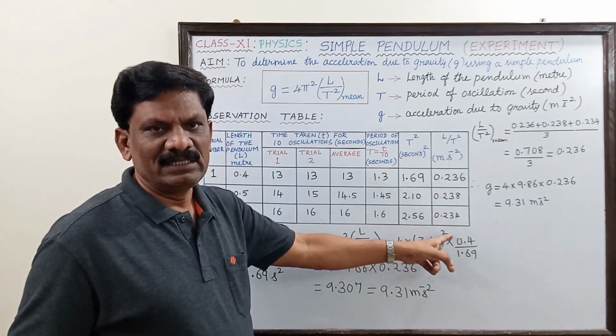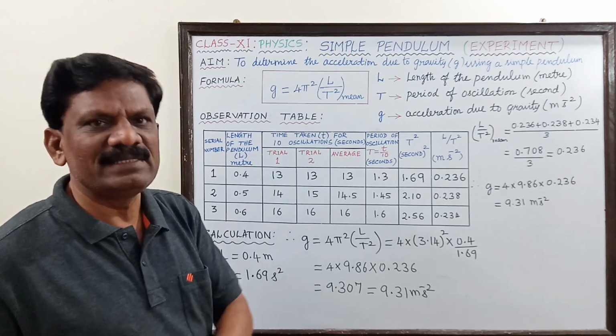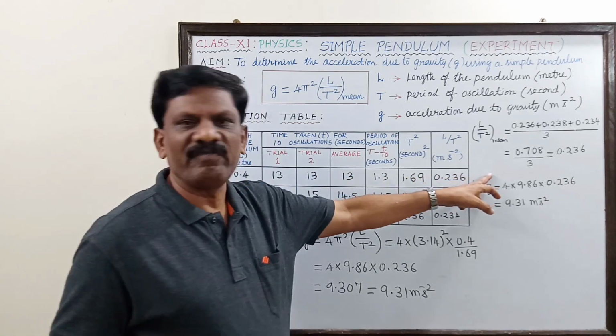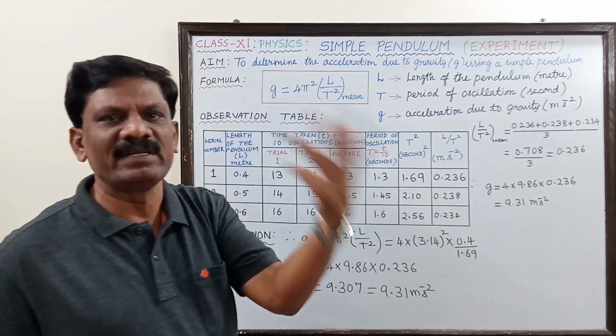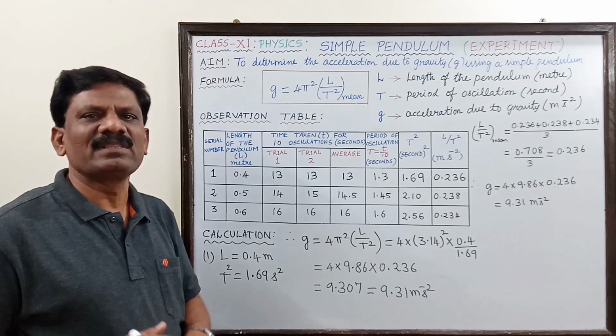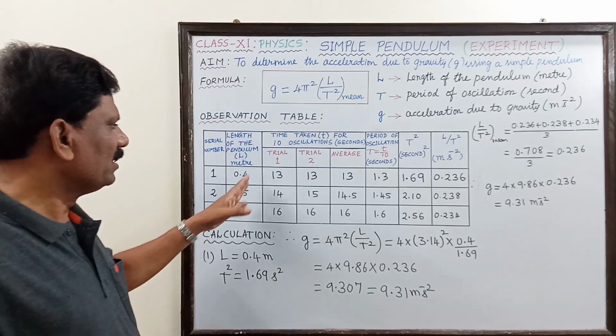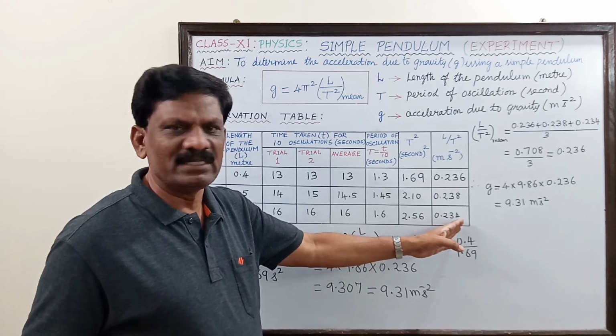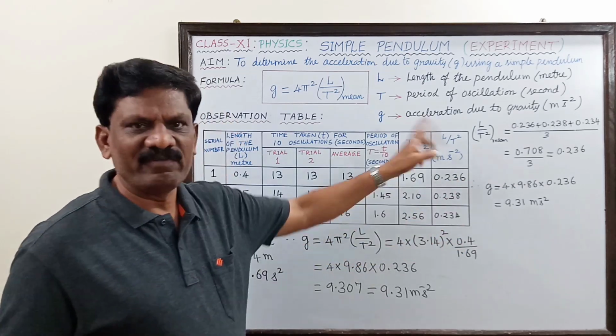So that T square column you will have to fill it appropriately, and then find the value of L by T square. Now in CBSE schools for class 11, every time you will have to find out the value of G and take the average value of G and write as the result. Now in the state board Tamil Nadu especially, we are doing for different length L by T square calculation, and we will find the mean value of L by T square.